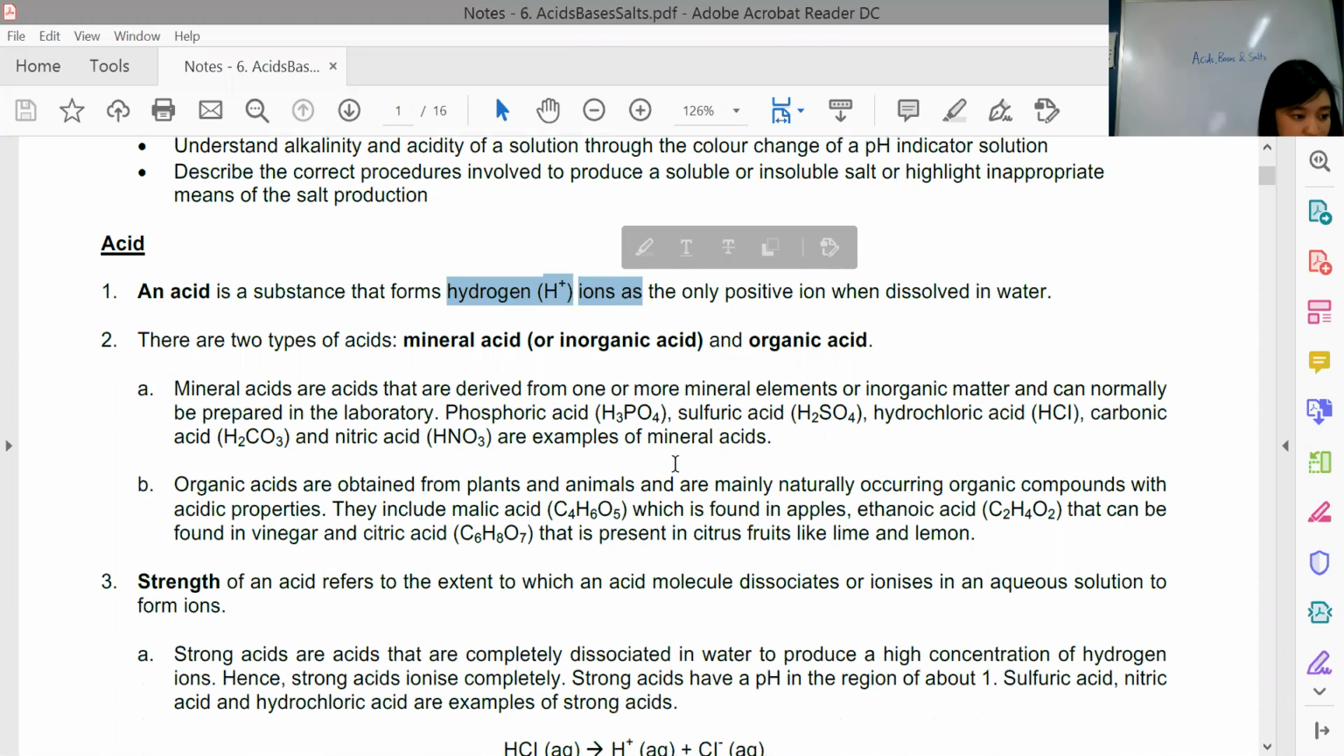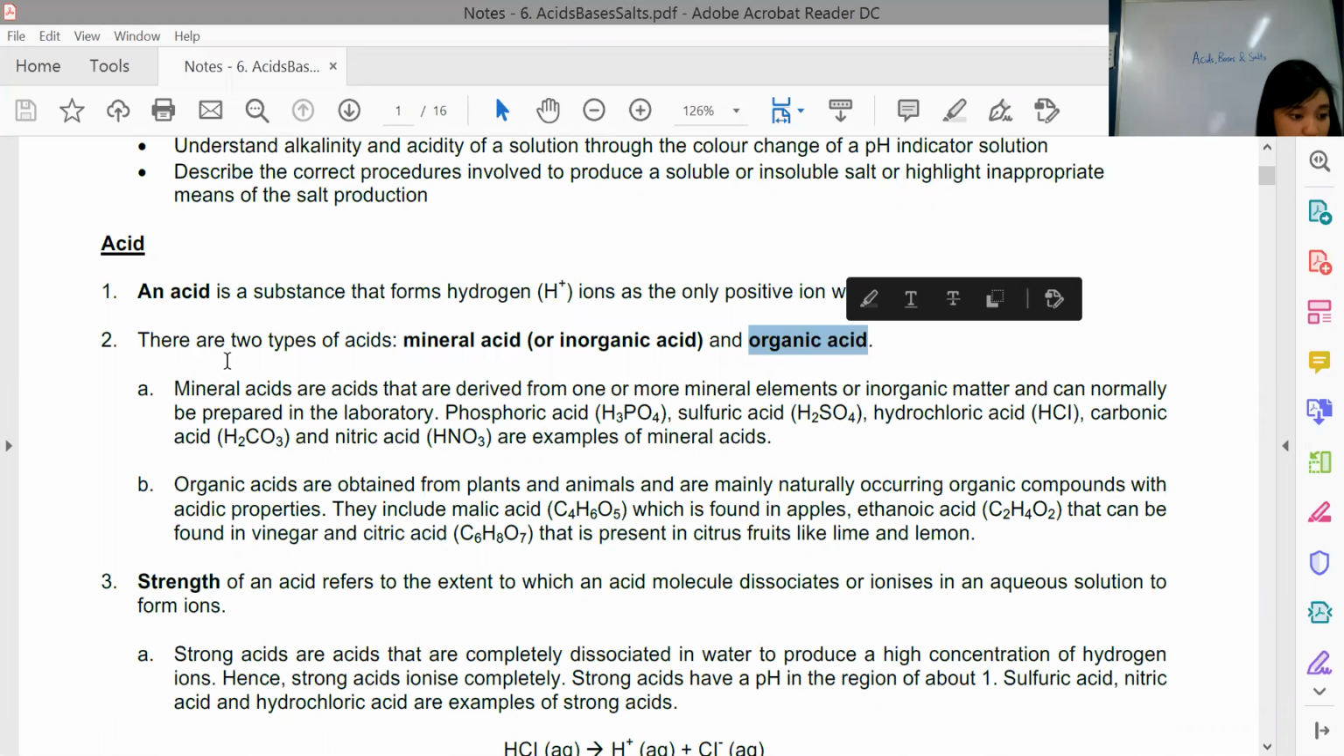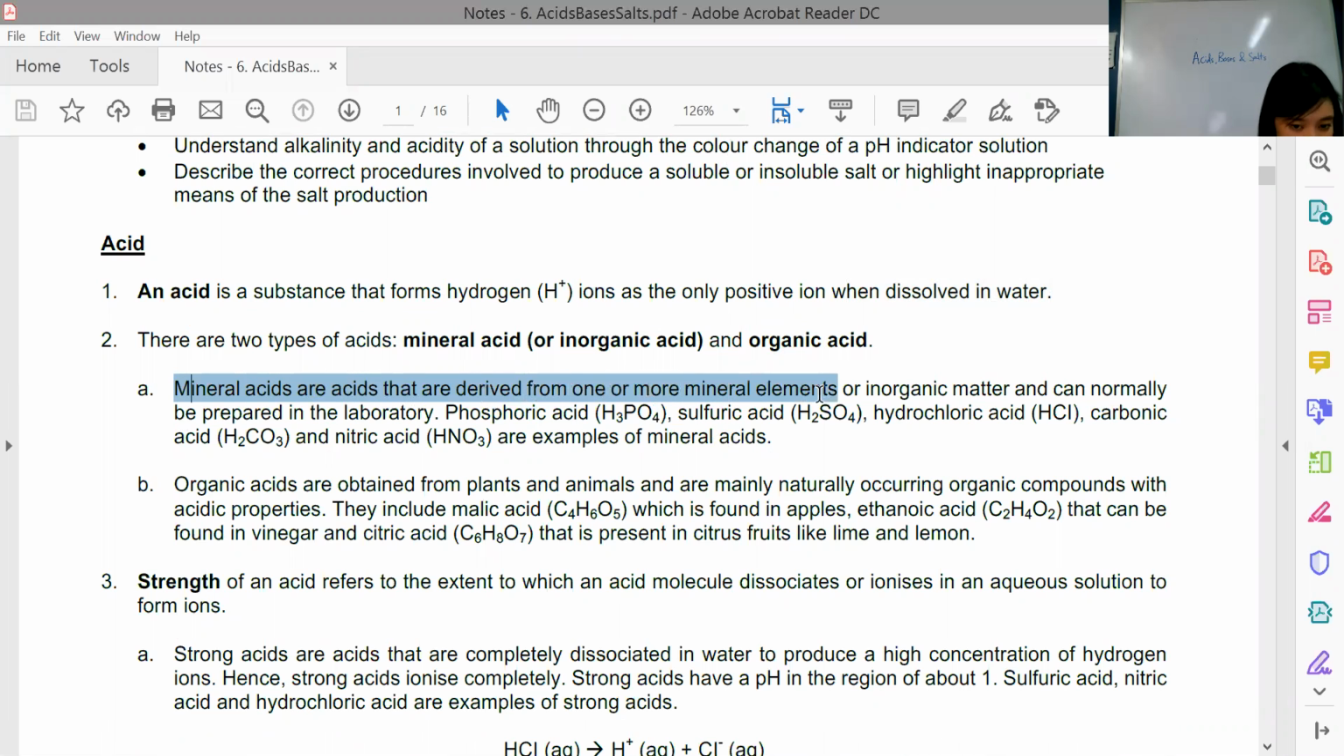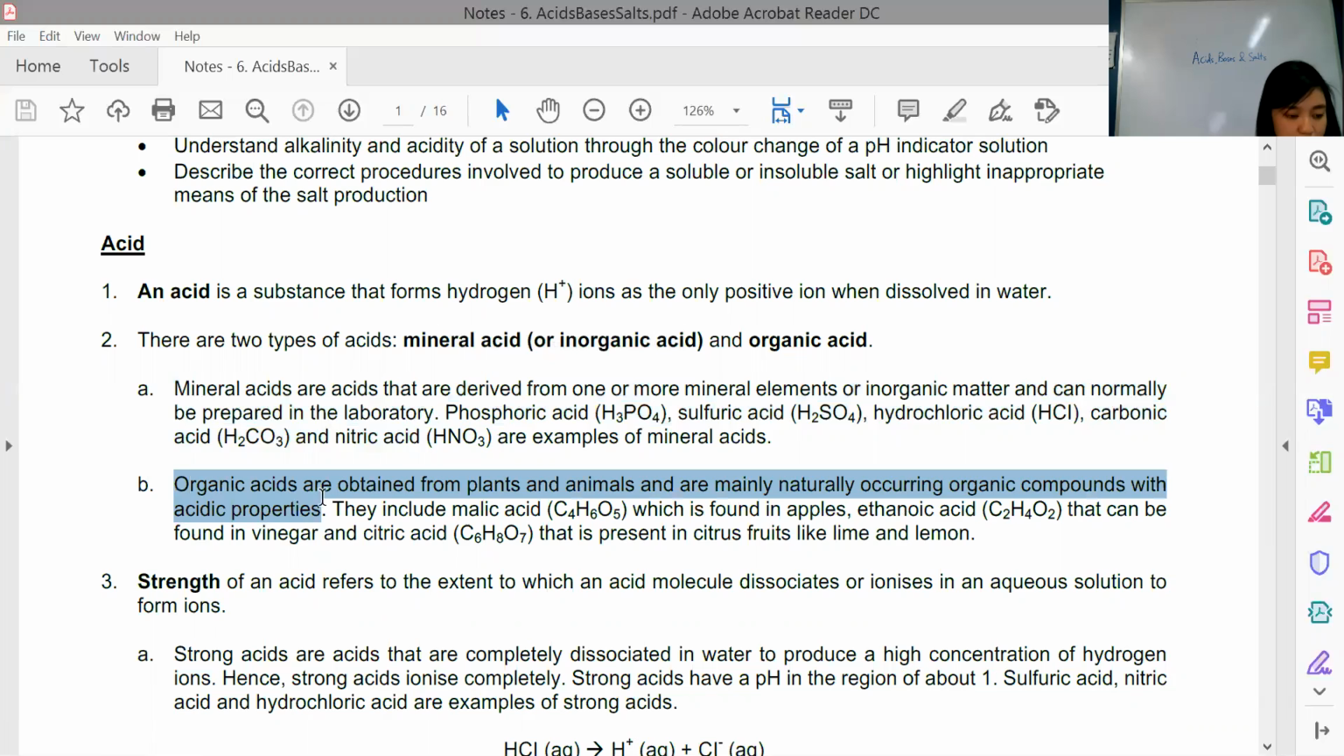There are going to be two types of acids. We have mineral acids or organic acids. Mineral acids are acids that are derived from one or more mineral elements or inorganic matter that can usually be prepared in the lab, while organic acids are usually obtained from plants and animals and are naturally occurring organic compounds.